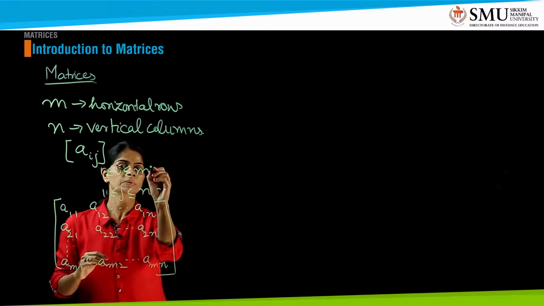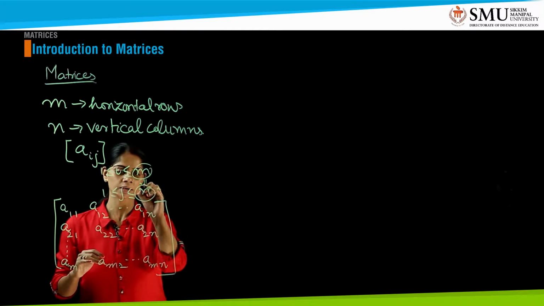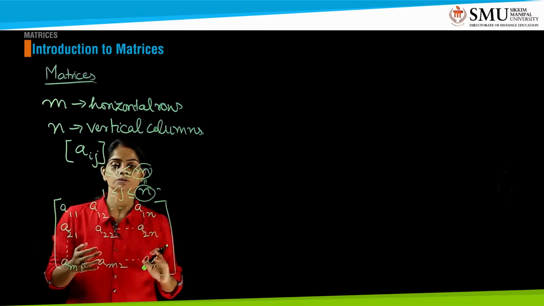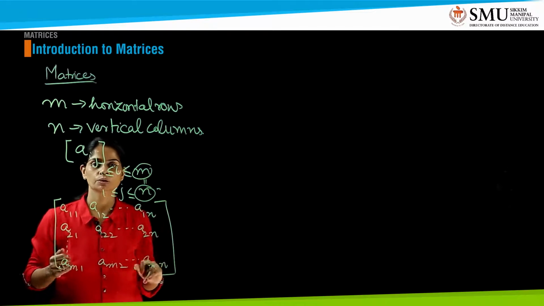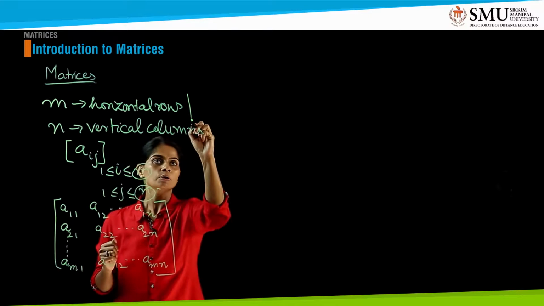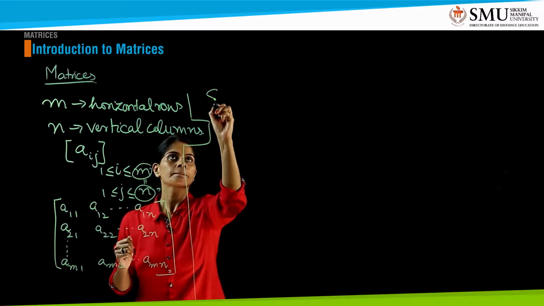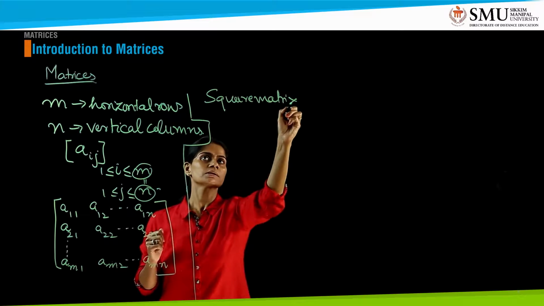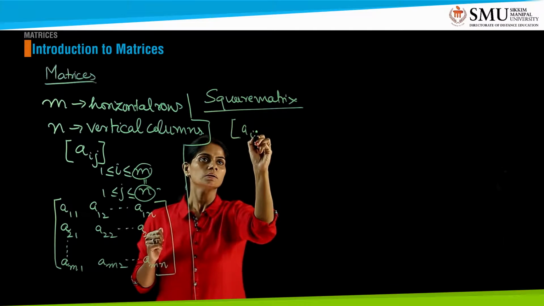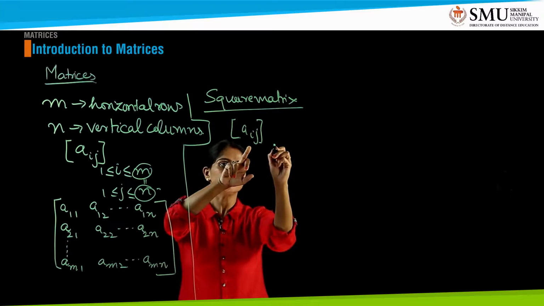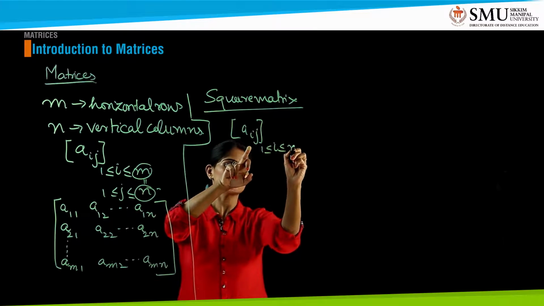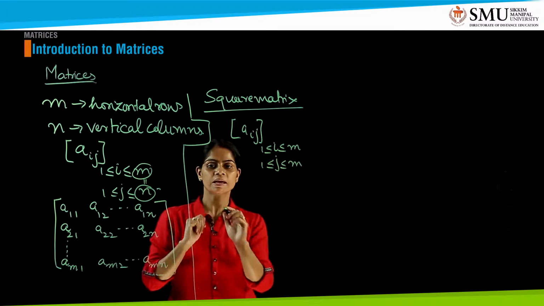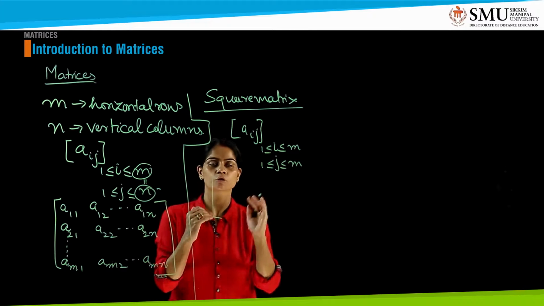If the number m is equal to the number n, then that matrix is called a square matrix. This means that when m is equal to n, the number of rows is equal to the number of columns. So, what do you mean by a square matrix? A matrix Aij is said to be a square matrix if i varies from 1 to m, then j also varies from 1 to m. This means that the number of rows and the number of columns are the same.